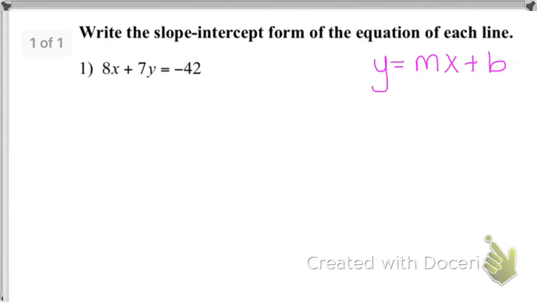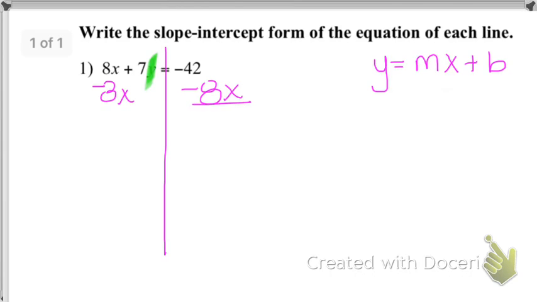Okay, we're going to take a look at example 1. You need to write this in your notebook, and you're going to write down the steps. So I'm going to treat this just like a regular equation, and I want to get y by itself. So I'm trying to isolate the value of y. What I'm going to do is get rid of everything that's not y from that side. So the first thing I want to do is subtract 8x from both sides.